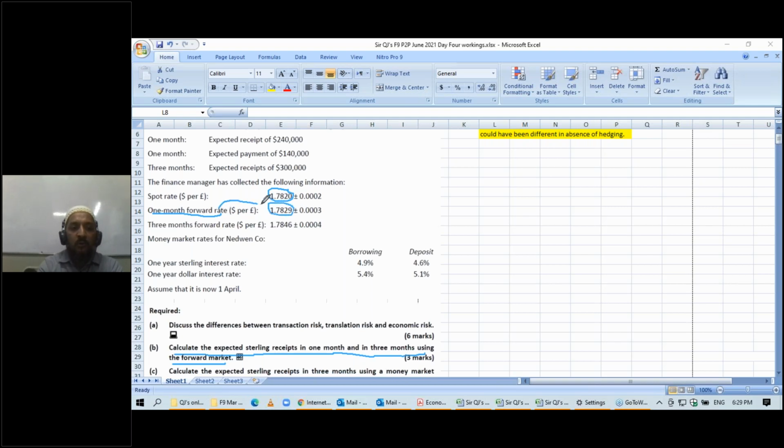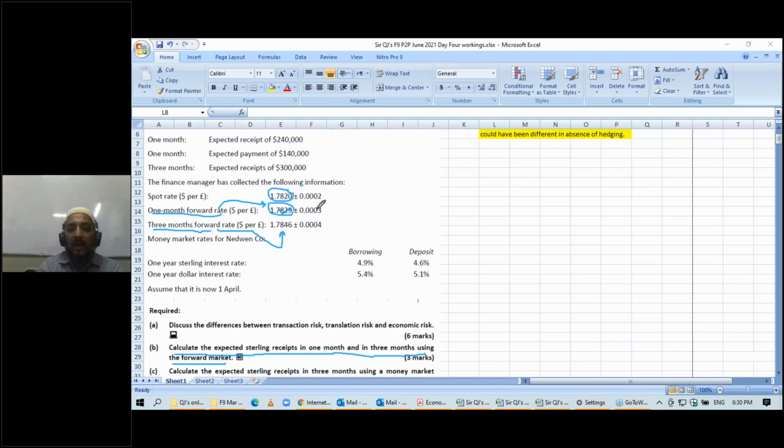So they have quoted you a 1 month forward rate. So you can agree at this rate if you are receiving or paying foreign currency. So if you fix the rate in advance, then whatever be the spot rate at that time, you are not exposed to it. So this fixes your cash flow. So this is a hedging item. Then the 3 months forward rate. So you have an option to fix a rate 3 months ahead as well.